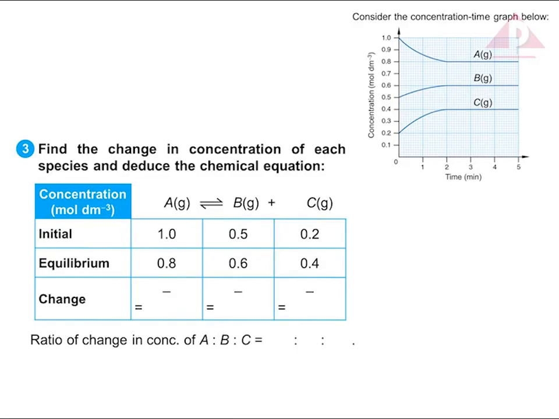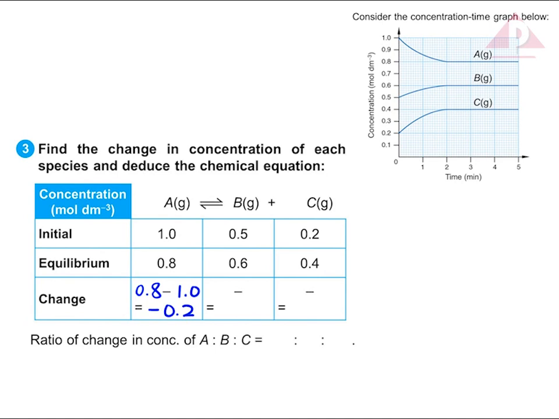Then, find the change in concentration of each species and hence deduce the chemical equation. For A, its initial concentration is 1.0 mole per dm cubed and its equilibrium concentration is 0.8 moles per dm cubed. Its concentration decreases by 0.2 moles per dm cubed when equilibrium is reached.